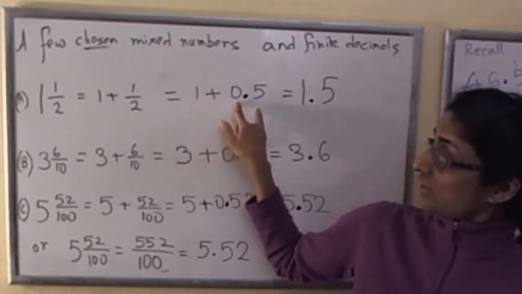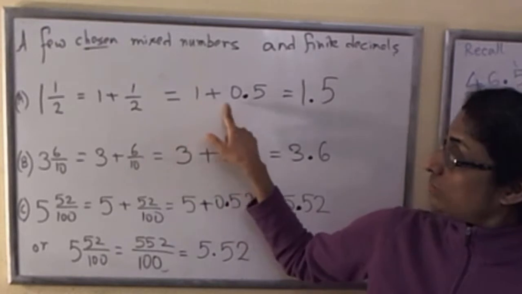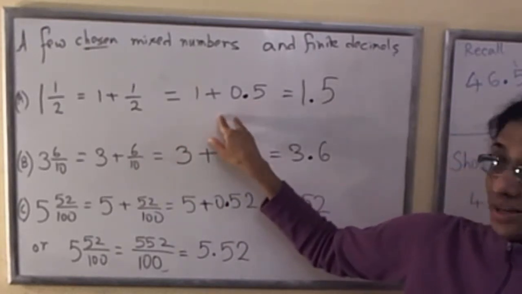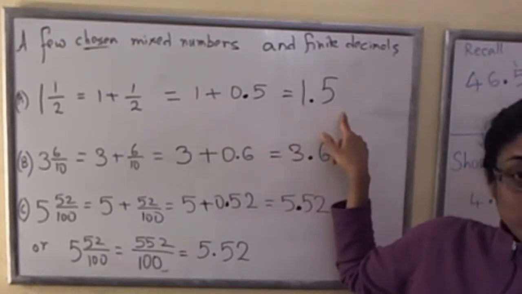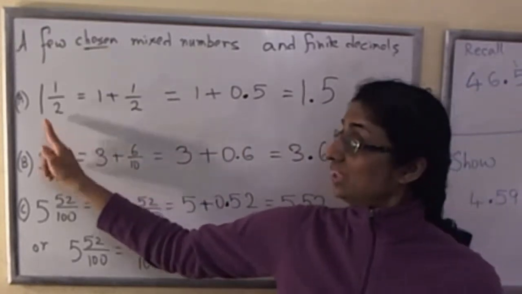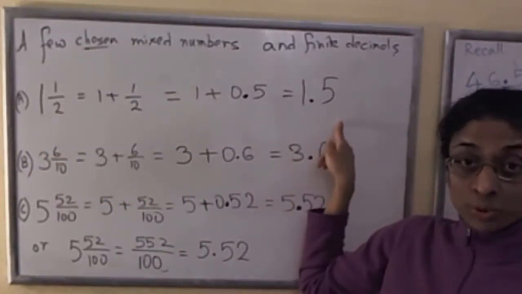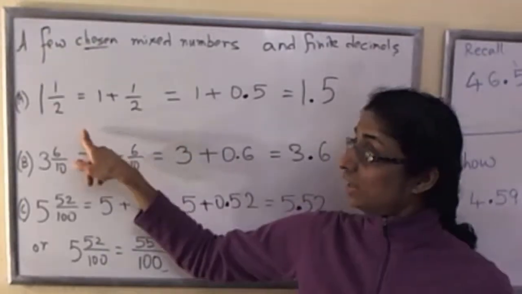So I replace that here. So 1 plus a half is 1 plus 0.5. And now adding, we know how to add finite decimals. When we add them, we get 1.5. So what we're concluding is the mixed number 1 and 1/2 is the same as the decimal 1.5.